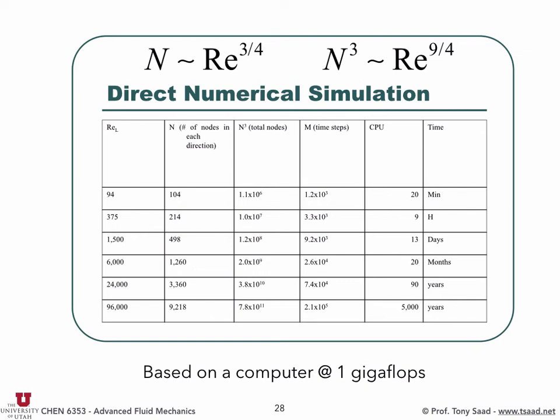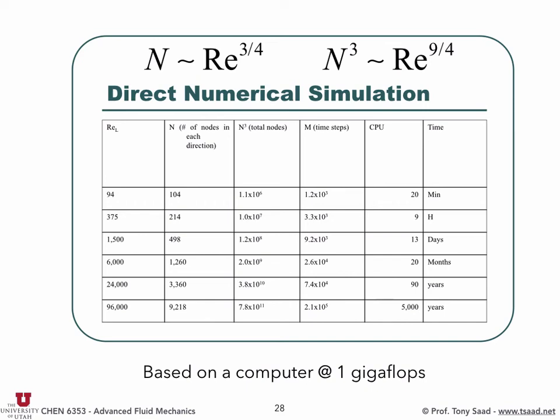This is just a channel flow, or a channel with a backward facing step. Now notice as you increase the Reynolds number to 1500, which is a reasonable Reynolds number, you need 13 days to do this calculation. 6,000, you need 20 months. 24,000, that's just like a standard Reynolds number, you need 90 years. Okay, so you start the simulation when you're born. Let's say you survive until 90, and you're like, the simulation is done. Now we can visualize the result. And if you want to do 96,000, you need 5,000 years. That's if you only have one CPU, though, right?